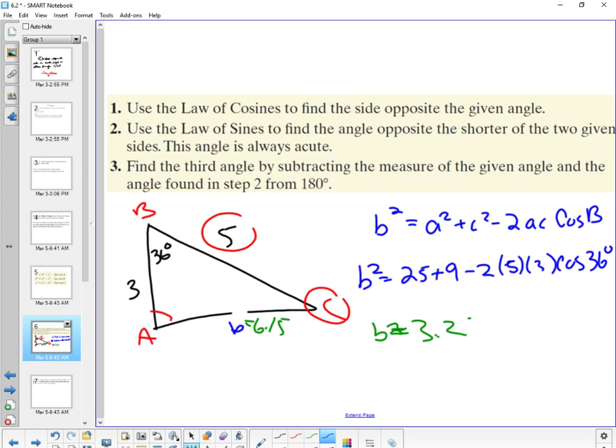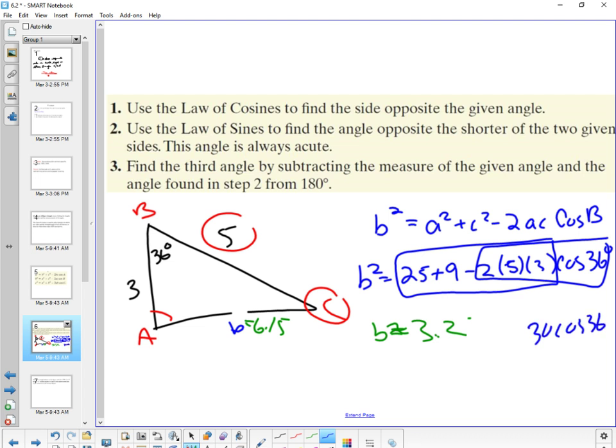Right, so you broke it here, and you did this piece. That's not the order of operations. Order of operations says parentheses, exponents, multiply first. All of this is being multiplied. So you've got to go 30 cosine 36, and then you can subtract that from, what is this, 34? So you can go 34 minus this, but you can't go 25 plus 9 minus 30, because there's a product in there. You see it?